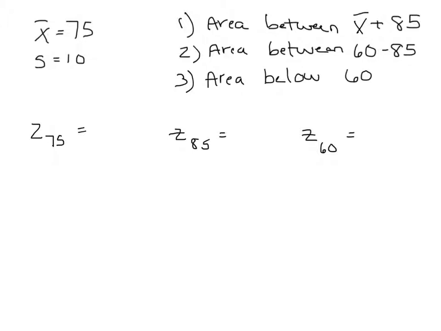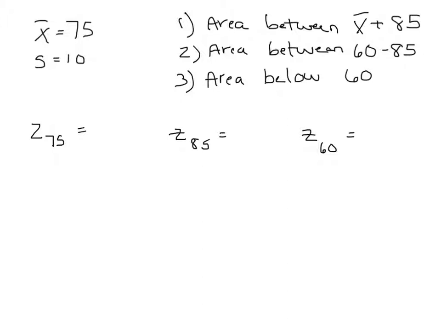Now we're going to try an example. In this example, we have a mean of 75, a standard deviation of 10, and our goal here is to find the area between the mean and 85, the area between the mean and 60, and the area below 60. And these are the probabilities that any one person would fall into that area.